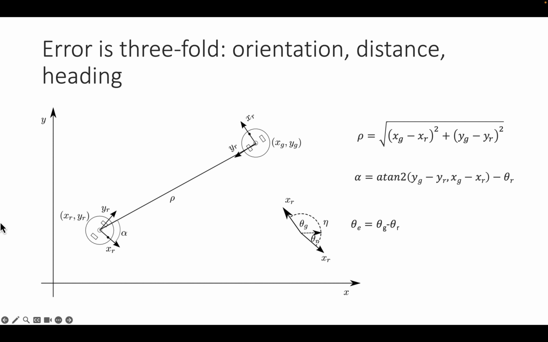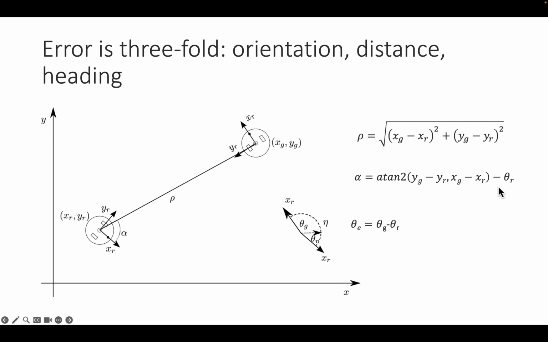We have an error in distance, which is the Euclidean distance between the goal position and the current position, which is denoted as rho here. We have an angle of orientation that the robot should have in order to drive toward the goal. This is computed by using the arcus tangens of the distance in x and the distance in y coordinates minus the current orientation of the robot.